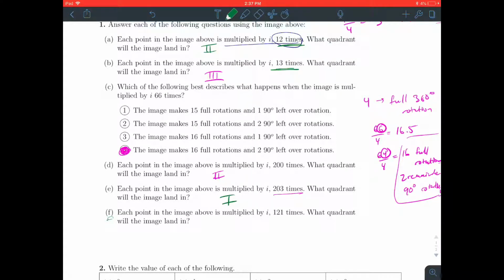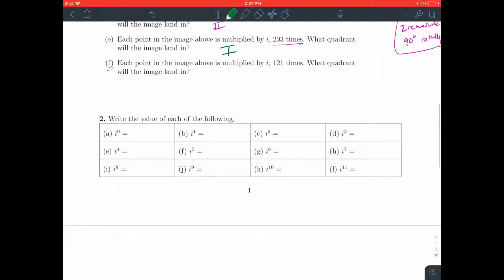I'm going to leave question F for you guys to figure out. Try to use some similar ideas.